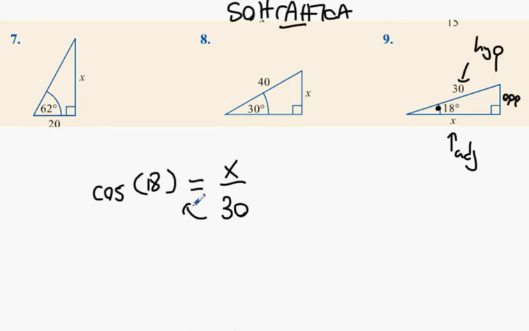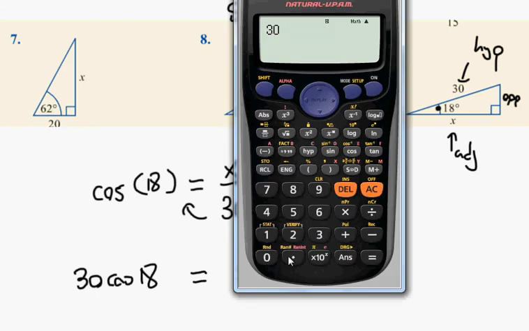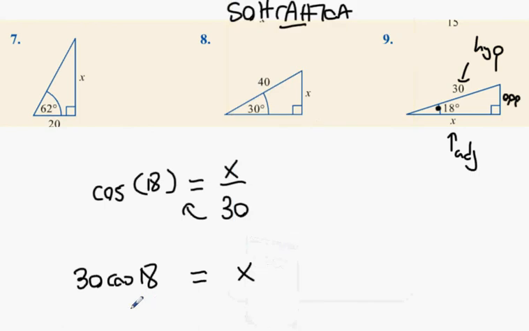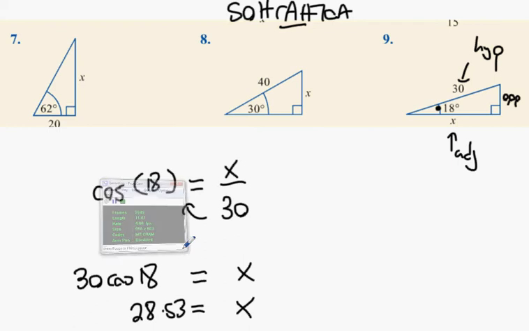And then finally, what's next? Now, what is 30 cos 18? 30 cos 18, anybody? 5, 3. Okay, guys.